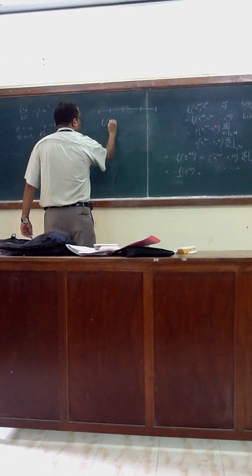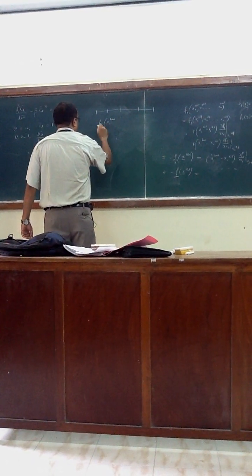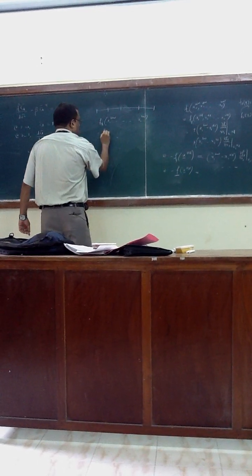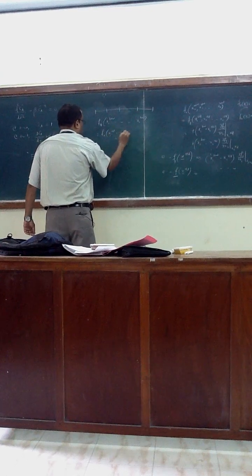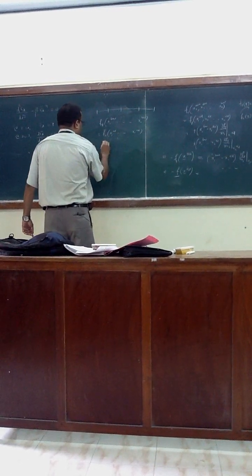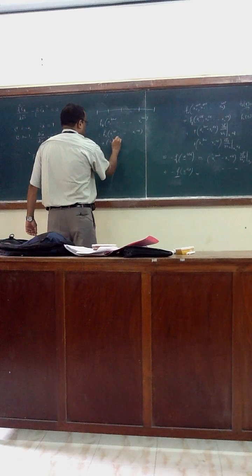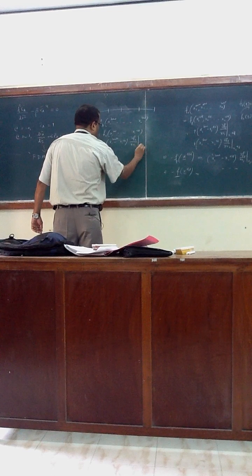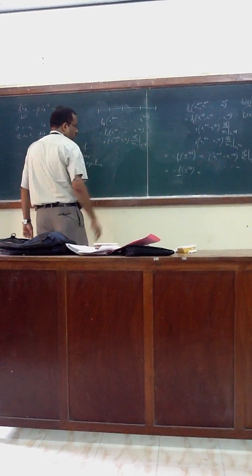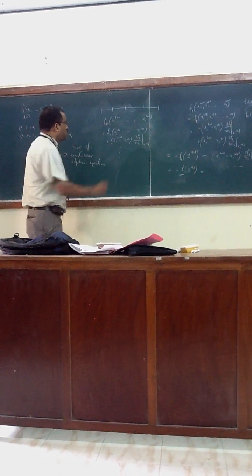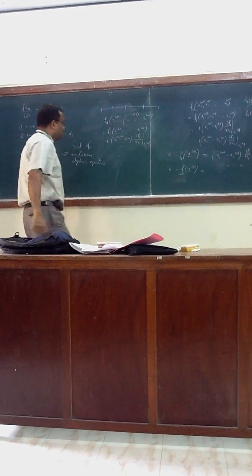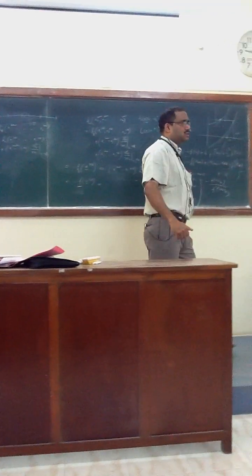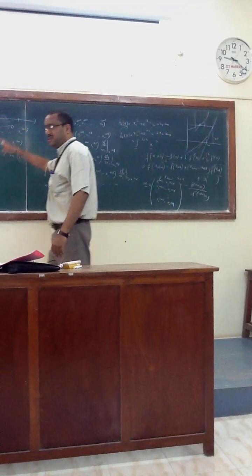f2 x1 new, or I can write fn, any finite function, xn new equals fn x1 old, xn old plus x1 new minus x1 old, dou fn dou x1 at x1 old, and so on. So if you combine all these n equations, you get n equations. So you get a left hand side vector, right?